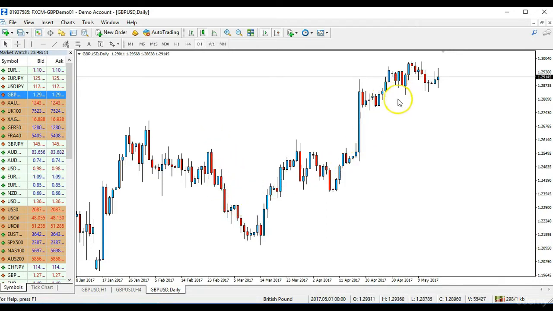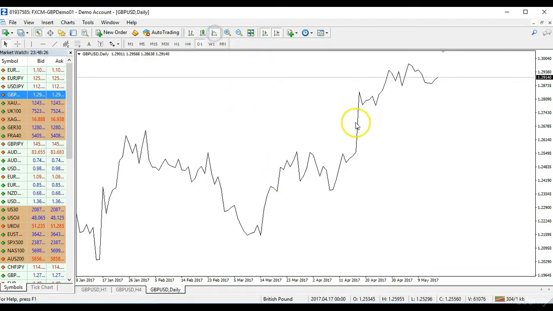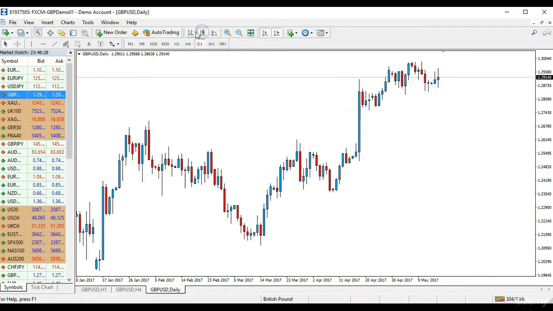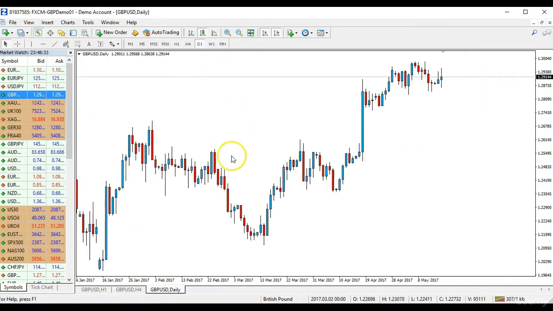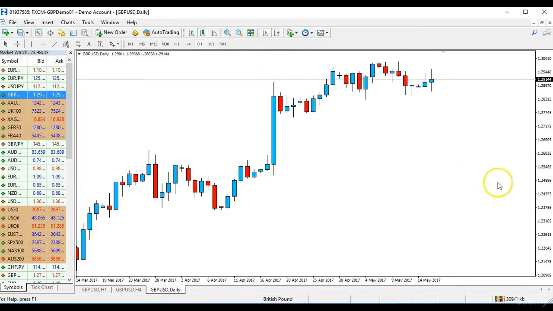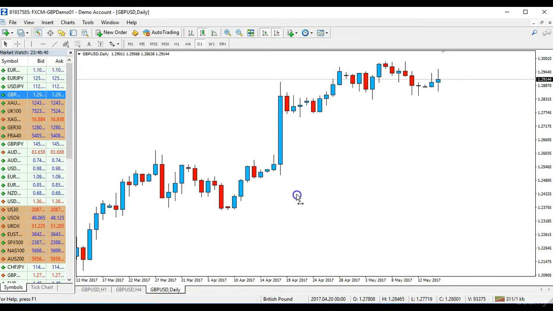Okay, now what you see first of all is that I use what's called candlesticks, and if you want to change how it appears on the screen, you can click that. That gives you bars. You can click this, which gives you a line, and you can click this, which gives you candlesticks. I use candlesticks because I just find that candlesticks are the easiest way and the most efficient way to understand what's going on in the market.